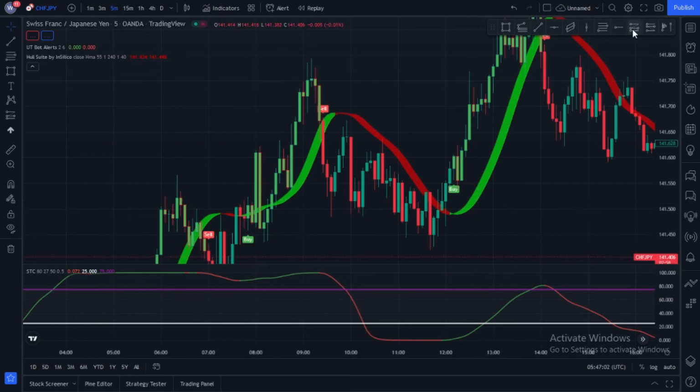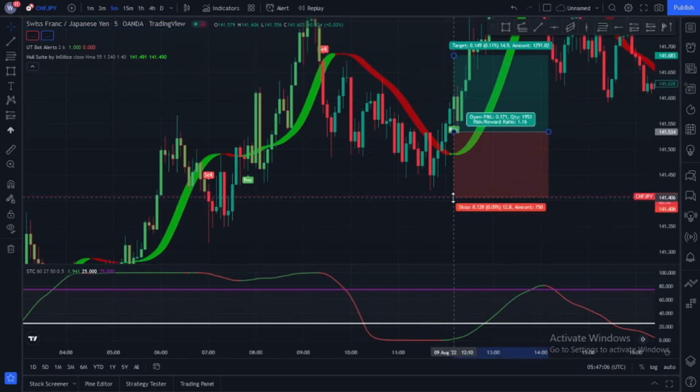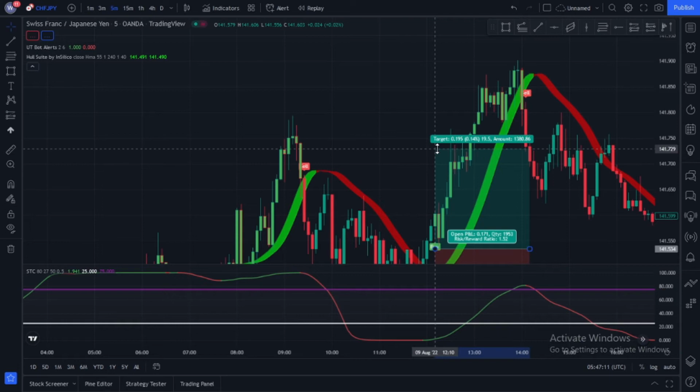We place the stop loss under the previous floor, and we set the take profit at least 2 times the stop loss. The transaction is closed with profit.